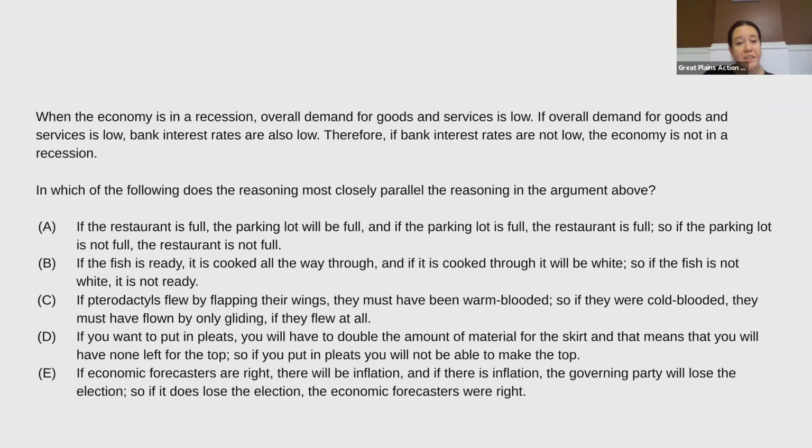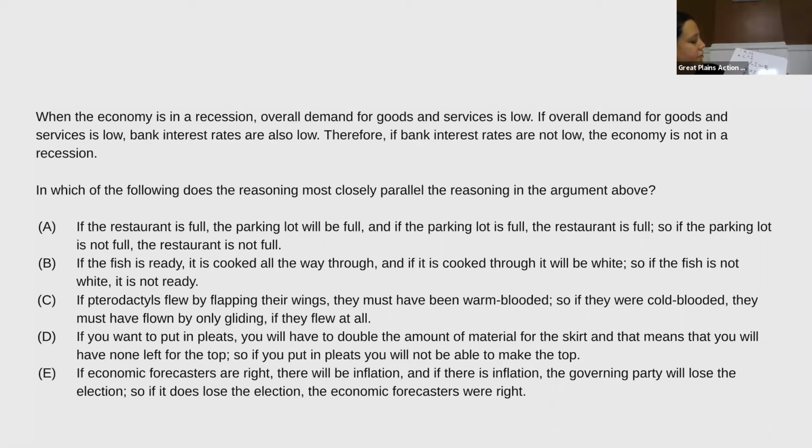If economic forecasters are right, there will be inflation. If there's inflation, the governing party will lose the election. So if it does not lose the election, the forecasters are right. That one looks kind of close. Let's see if it holds up. So if forecasters are right, then there will be inflation. There's inflation, then they'll lose the election. So therefore, if they lose the election, the forecasters are right.